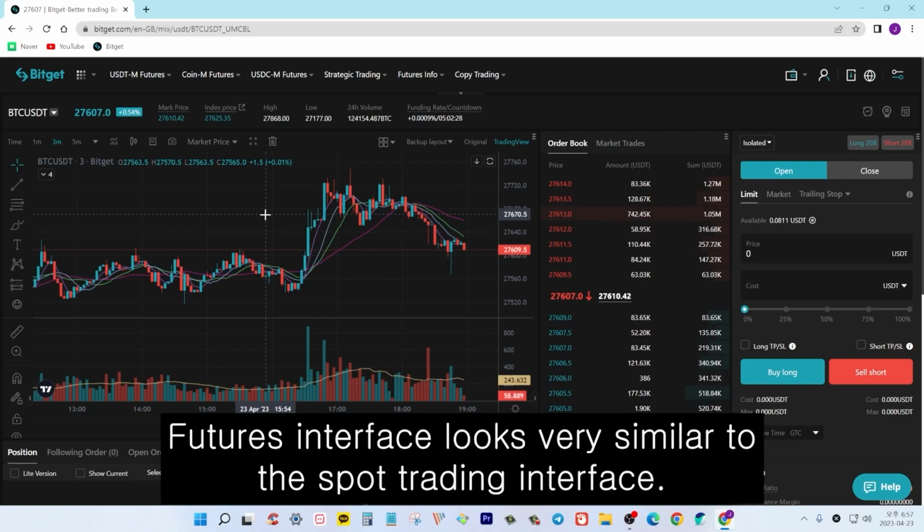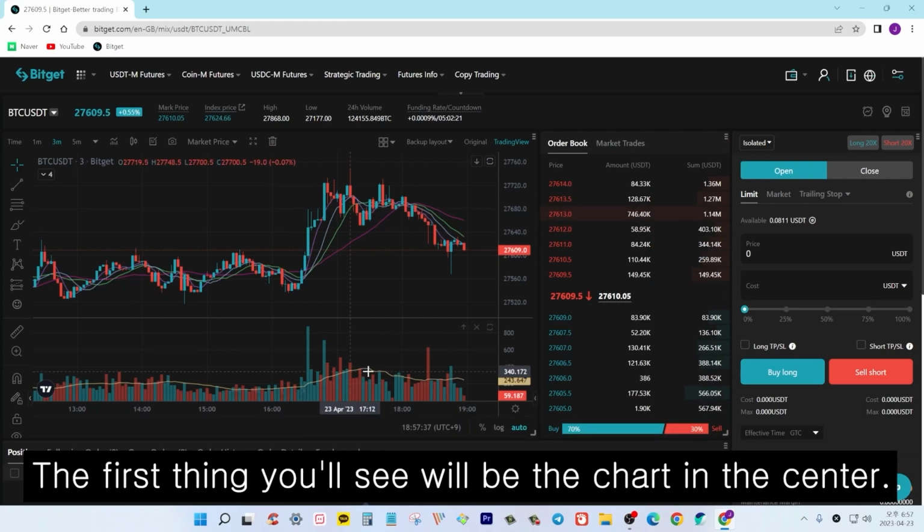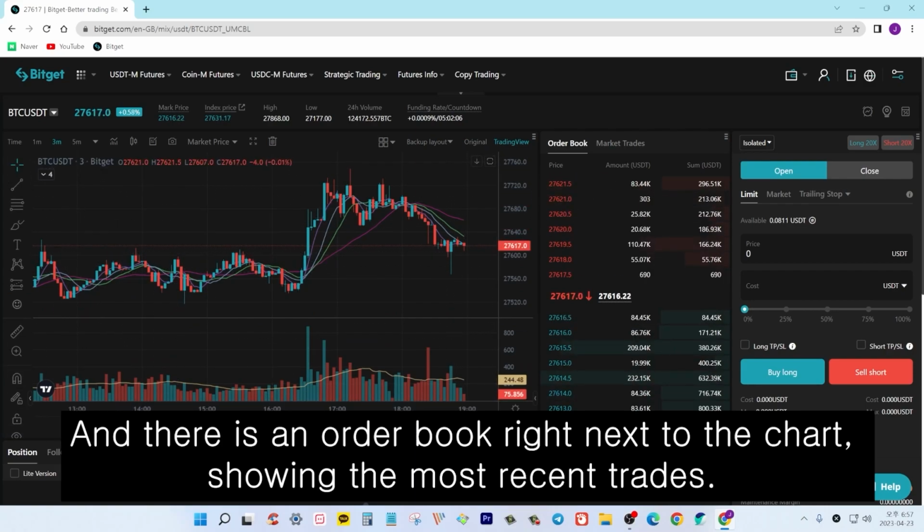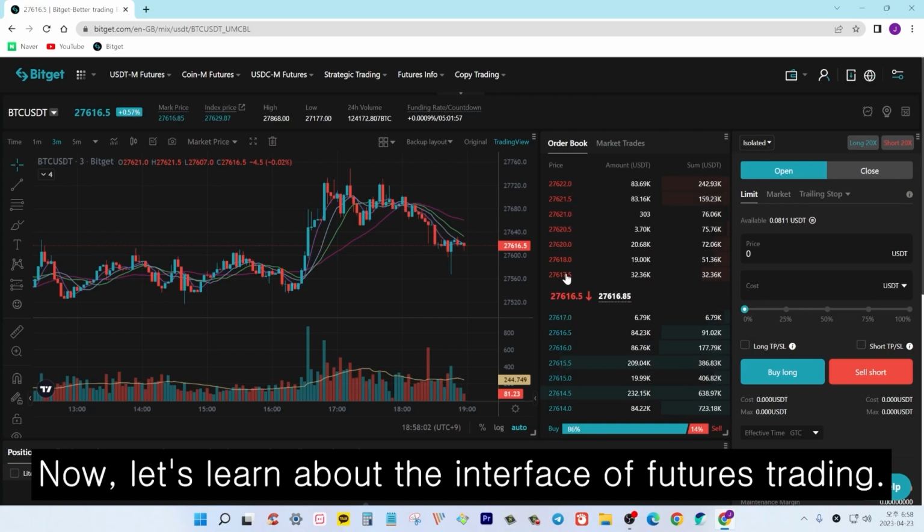The futures interface looks very similar to the spot trading interface. The first thing you'll see is the chart in the center. You can switch from the original view to TradingView, which gets some analysis tools on the left side. And there is an order book right next to the chart, showing the most recent trades. Now, let's learn about the interface of futures trading.